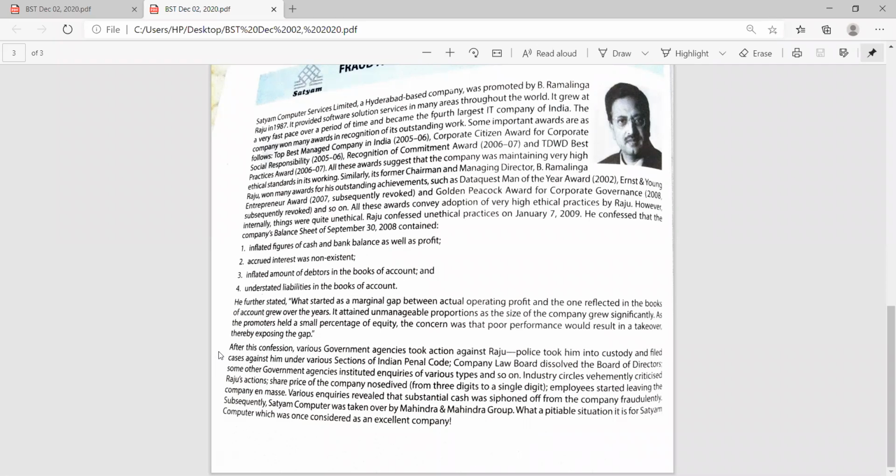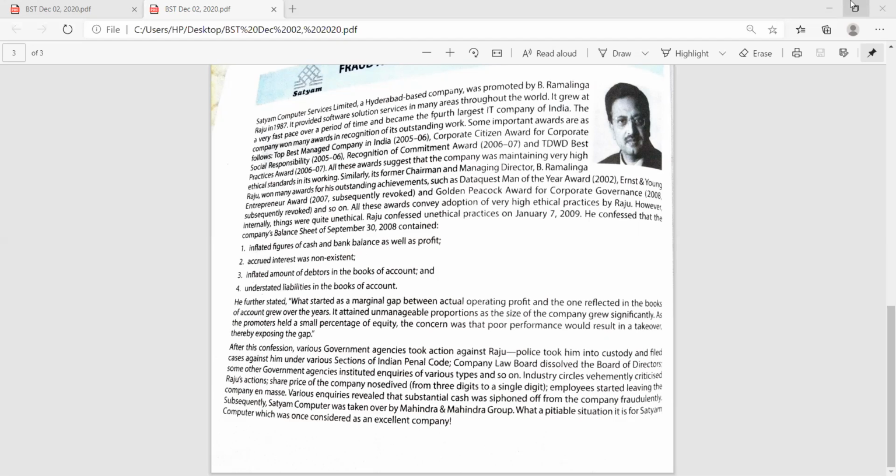After this confession, various government agencies took action against Raju. Police took him into custody and filed a case against him under various sections of the Indian Penal Code. The Company Law Board dissolved the board of directors. Some other government agencies instituted inquiries of various types and so on. Industry circles vehemently criticized Raju's action. The share price of the company nose-dived from three digits to a single digit. Employees started leaving the company en masse.